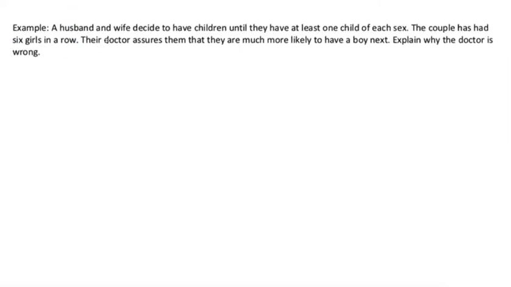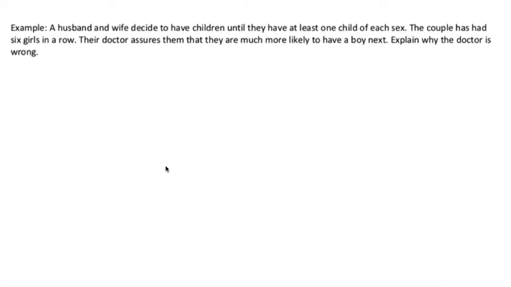Our last example says a husband and wife decided to have children until they have at least one child of each sex, and the couple has 6 girls in a row. I believe that is like the McFall children there. Their doctor assures them that they are much more likely to have a boy next. Explain why the doctor is wrong. Okay, this is that myth of the law of averages. And so this is a myth. Actually, genetically, because they've had 6 girls in a row, it's more likely that they would continue to have 6 girls. But at the same time, if it is a 50-50 chance when the embryo is developed, it really could go one way or the other. So this is the law of averages, and it's a myth.